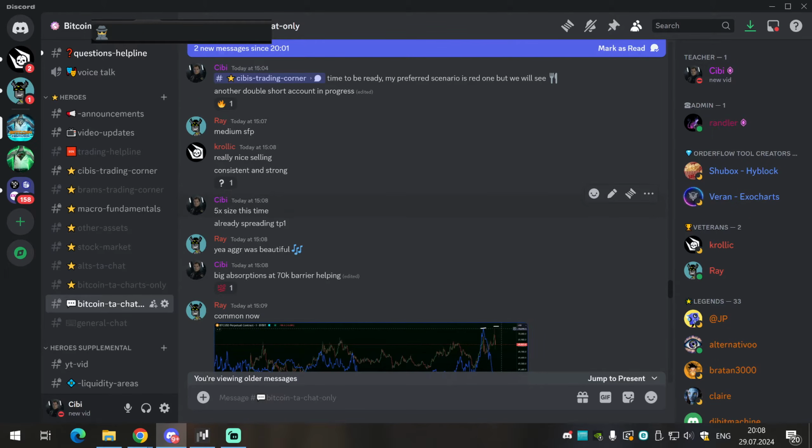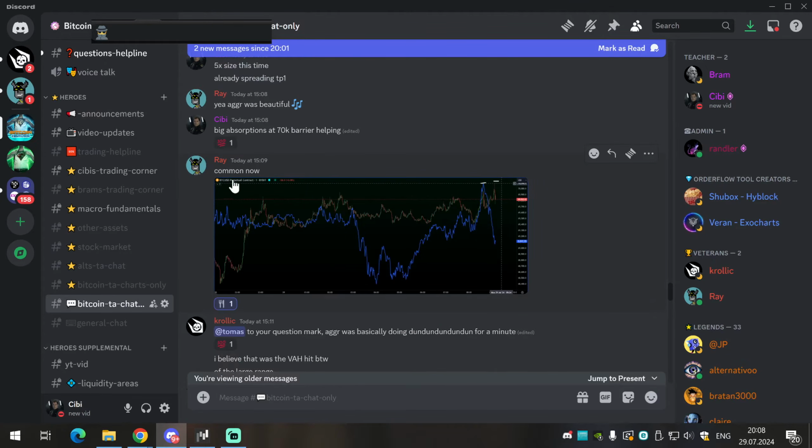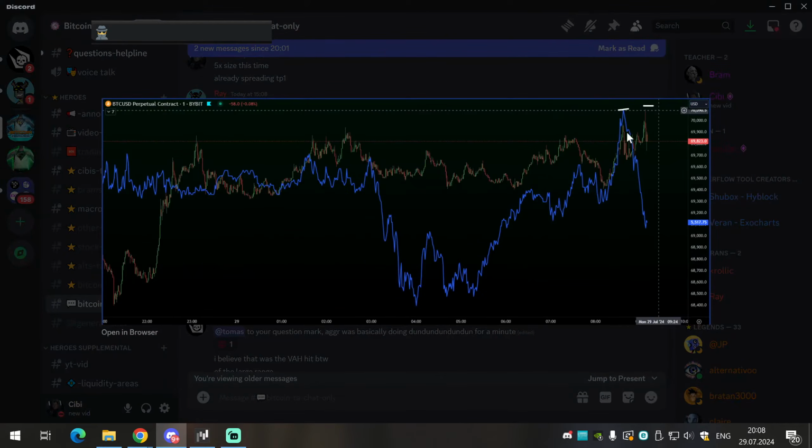I'm posting in the group. This is 5x size for me, just one or two minutes after. 5x size means this is the larger size I use, so I put a lot of money on such trades. Big absorption, the 70k barrier helping. We can also see equities are definitely helping.